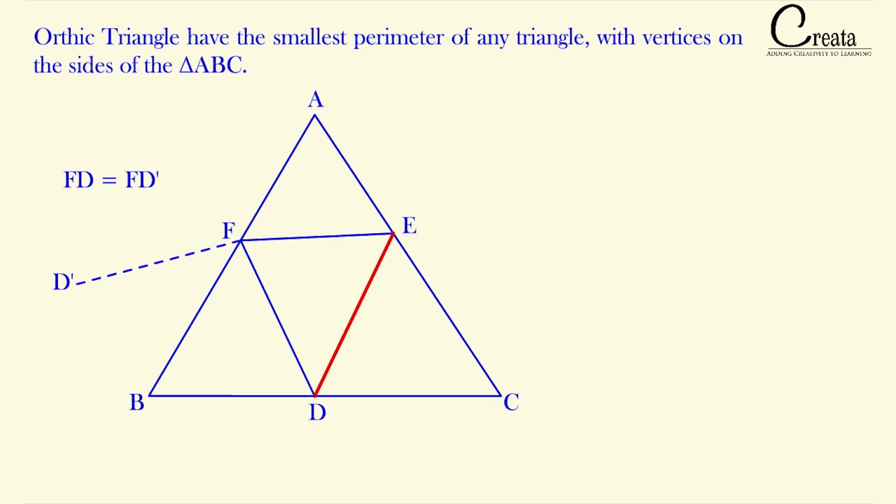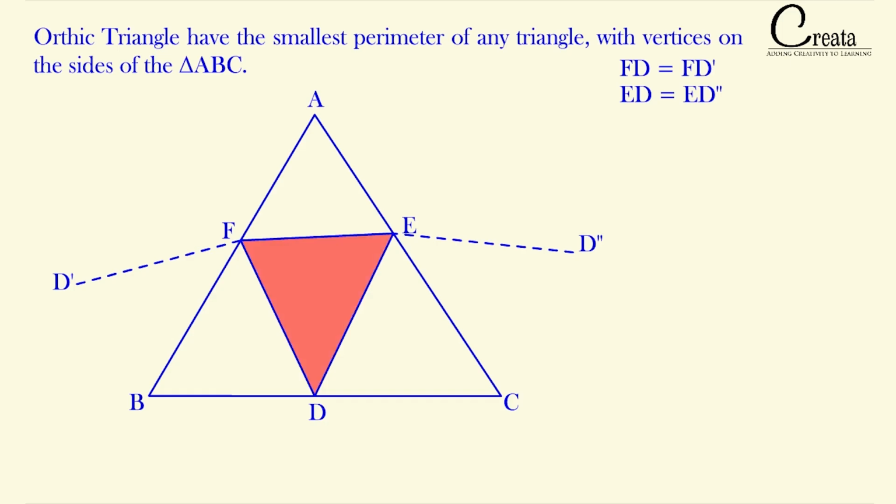Similarly, if we reflect ED about AC, we get ED double dash. Here also ED is equal to ED double dash. In this fundamental, we have to focus on the perimeter of the triangle DEF. So firstly, let's calculate the perimeter of this triangle DEF. That will be FD plus DE plus FE, the sum of the three sides of the triangle. So we have to calculate the minimum perimeter, that is the minimum of FD plus DE plus FE.